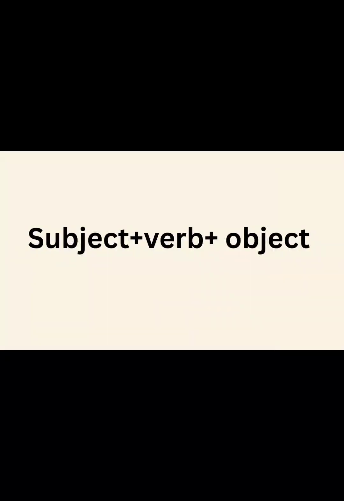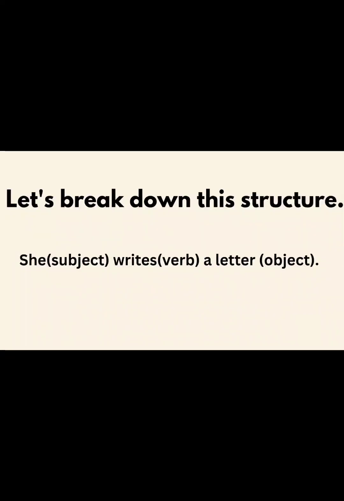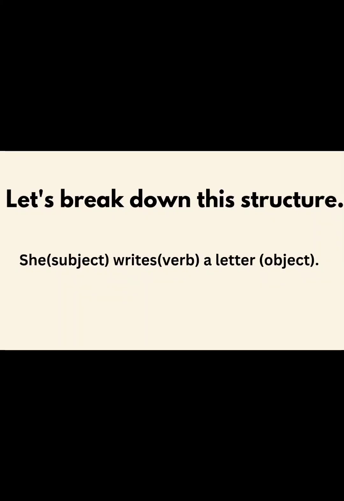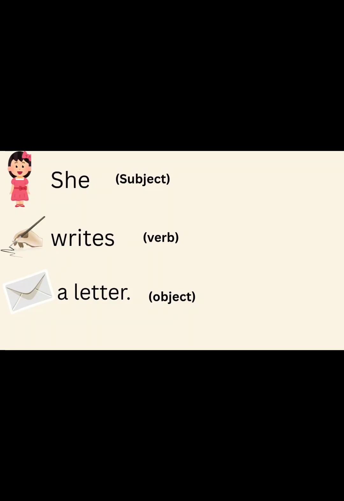We have a formula which is very common in sentence making: subject plus verb plus object. Now let's break down this formula with examples. For example, she writes a letter. It is a very simple way to write something.